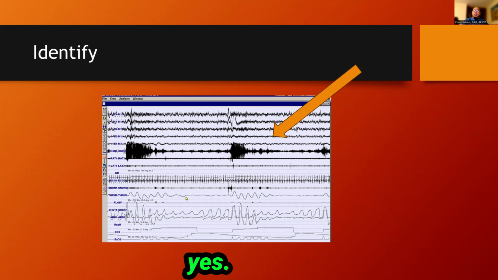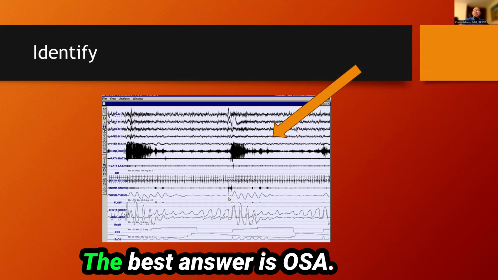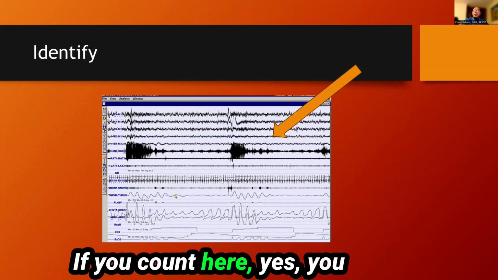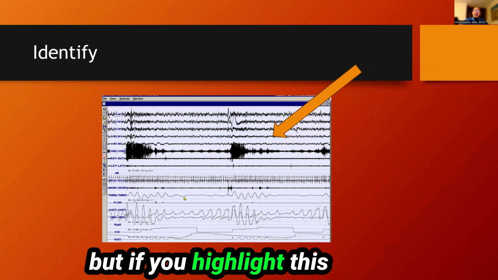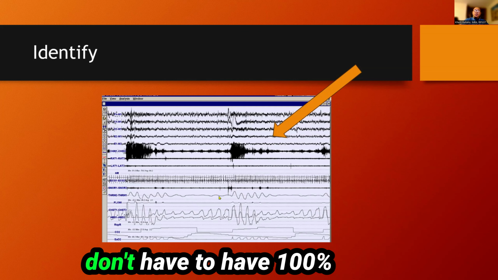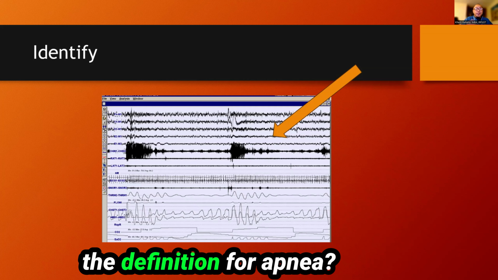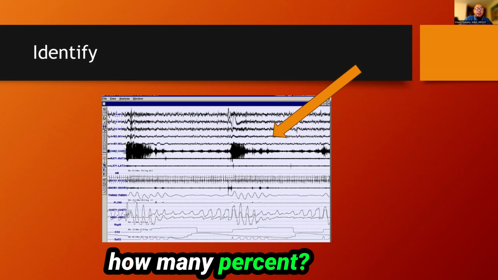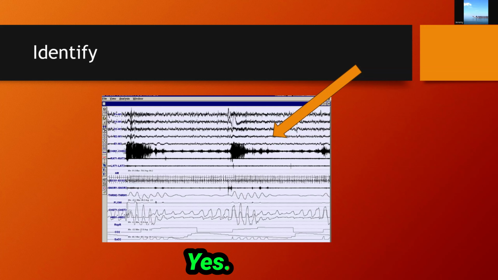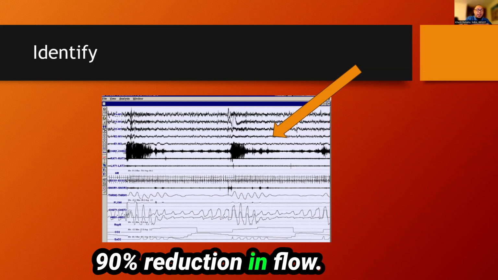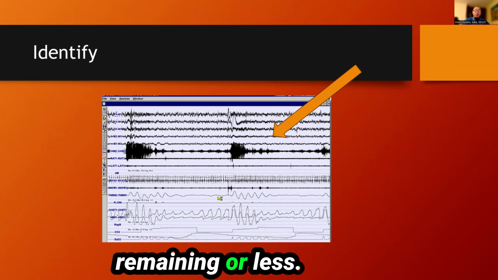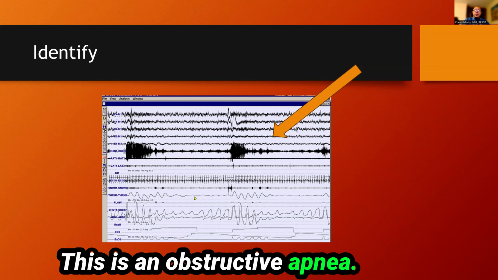Respiratory event. Yes. So what kind of event is this? The best answer is OSA. This is an obstructive apnea. If you count here, yes, you might still have some flow, but if you highlight all the way here, you don't have to have 100% cessation of breathing. What's the definition for apnea? You have to have at least how many percent? 90%. Yes, a 90% reduction in flow. You can still have some flow, but it's just 10% remaining or less. This is an obstructive apnea.